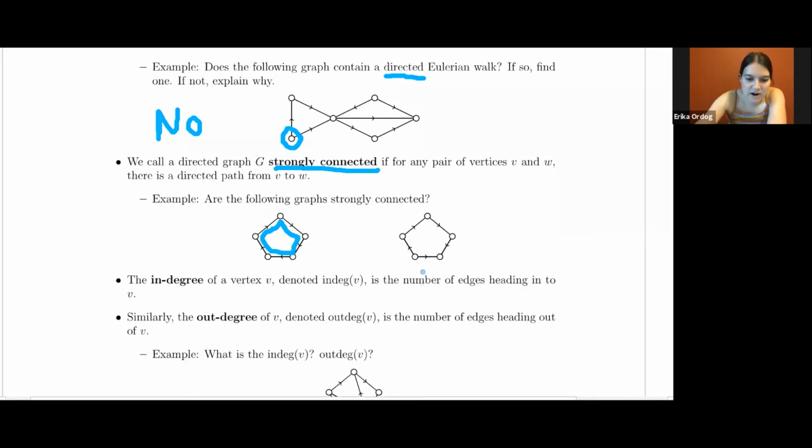But then in this graph, okay, let's see. So what's wrong with this vertex right here? I just covered up this arrow. There's no way to get to it. The only edges are leaving this vertex. So if we start at this vertex, for example, there's no directed path from this vertex to this one. So this first graph is strongly connected, and the second one is not.